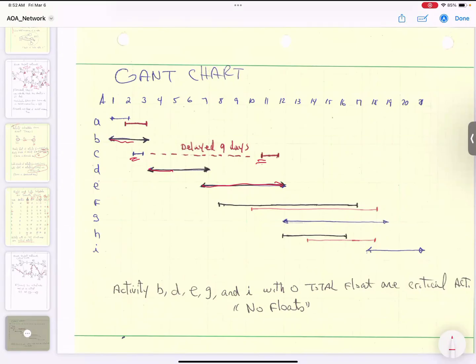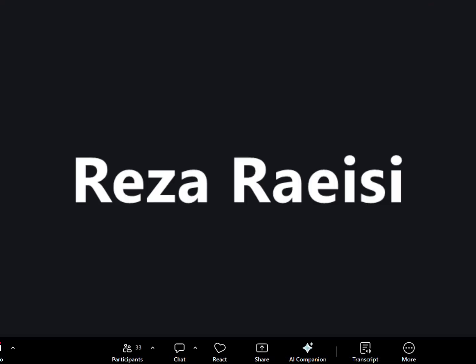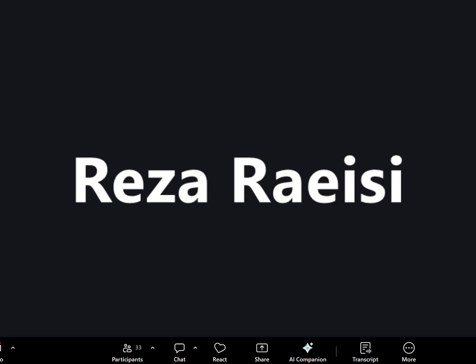So that is what you need to do and develop your Gantt chart. So activities B, D, E, G, and I with zero total float are critical activities, no float. Any questions? That was our lecture for today.